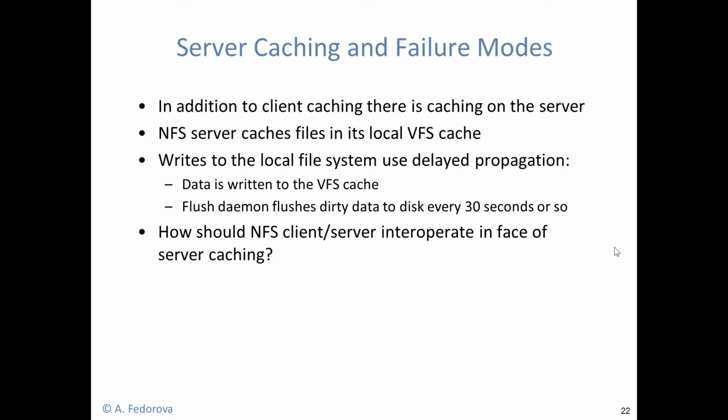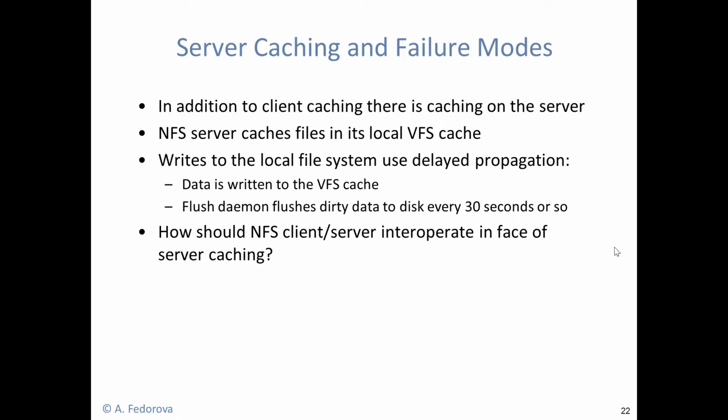In addition to client caching, there is also caching on the server. So when a server reads the file from its local disk, and before it sends it to the client, the block that it has read also gets placed in a local buffer cache on the server, in the server memory. And that makes behavior in the presence of failures interesting.